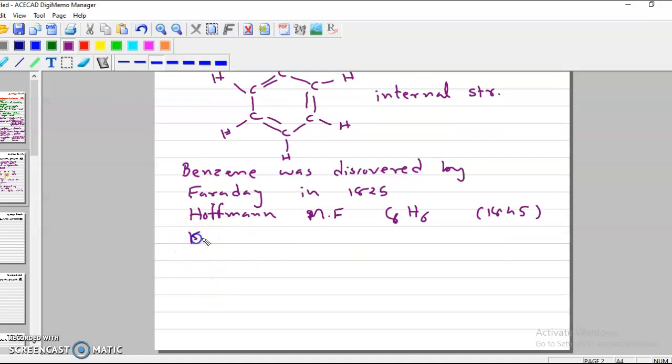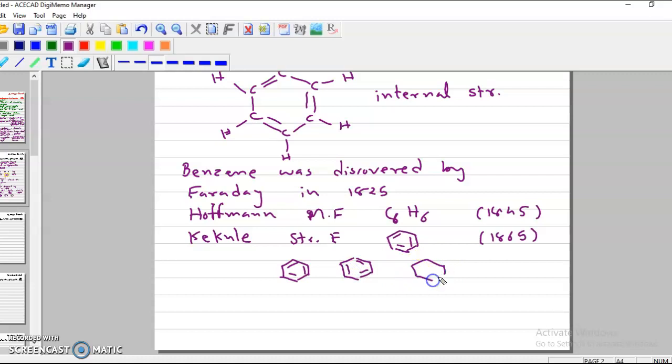And Auguste Kekulé gave the structural formula of benzene, which is this one, cyclic with alternate pi bonds, in 1865, which was rejected in the beginning. And then he gave 3 formulas of benzene, 1, 2, and 3. These two are interconvertible, and therefore this is equivalent to this. So we have a total of 3 formulas of benzene. We can write any one of these.